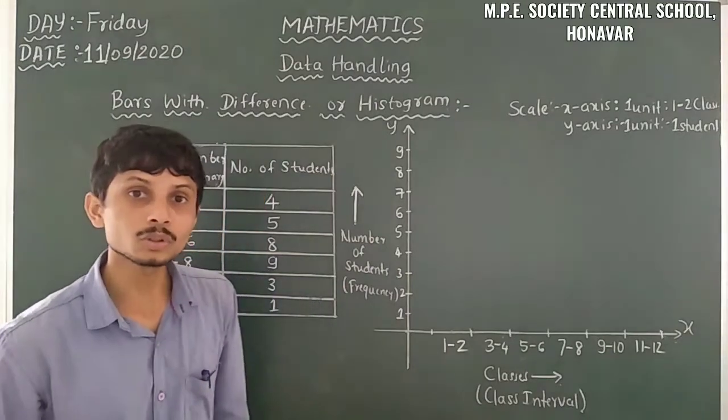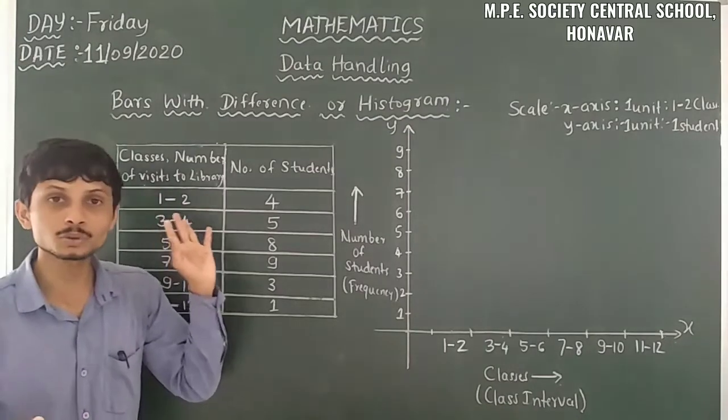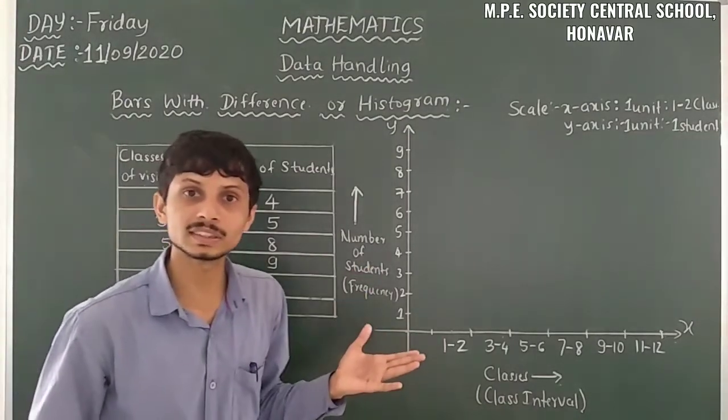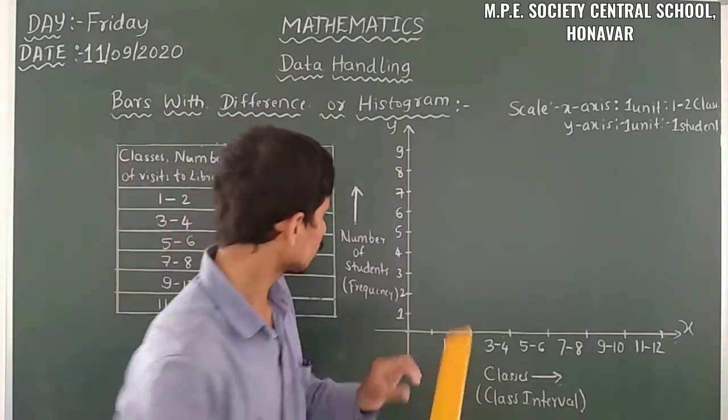Then what we have to do? So we have to draw the bars. So just observe 1 to 2. So 4 students are there. 4 students visited the library. That's why we have to take up to 4.